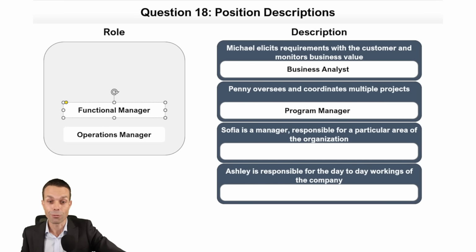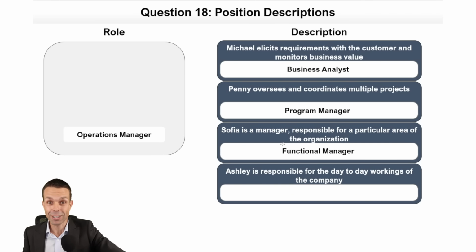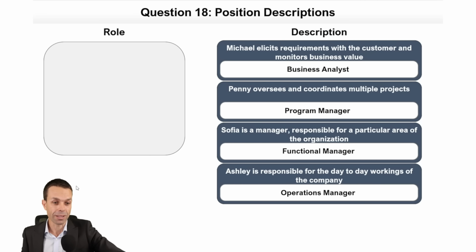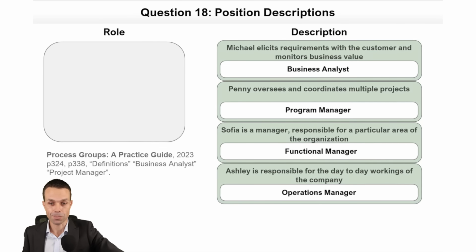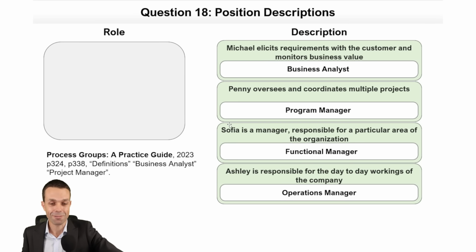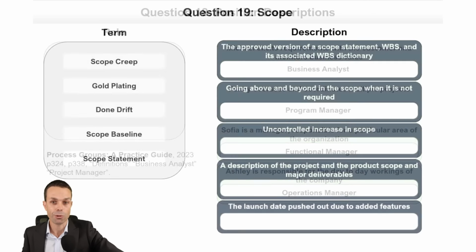And PMP holders also have a 30% higher increase in pay than non-PMP holders, which is pretty cool. Now, if you're a manager responsible for a particular area of the organization, you're responsible for that function, a functional manager. And if you're responsible for the day-to-day workings of the company, those are the operations of the company. So you're an operational manager. And we got those right. Fantastic stuff. Page 324 and page 338 under definitions in the Process Groups Practice Guide.